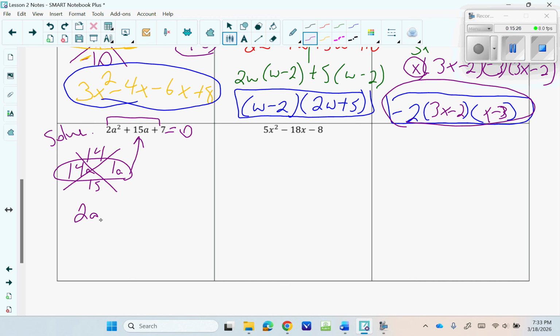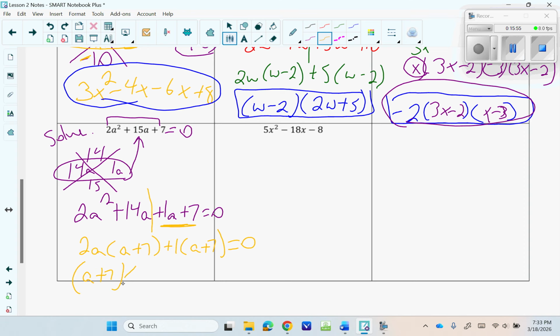So 2a squared plus 14a plus 1a plus 7 is equal to 0. I'm going to cut it in half and do the GCF. This is going to be a plus 7. And guys, look at this. I already have what I want. So I'm just going to pull out a 1. We have to pull out something. Okay, so what do they have in common? a plus 7. What's left over? 2a plus 1.